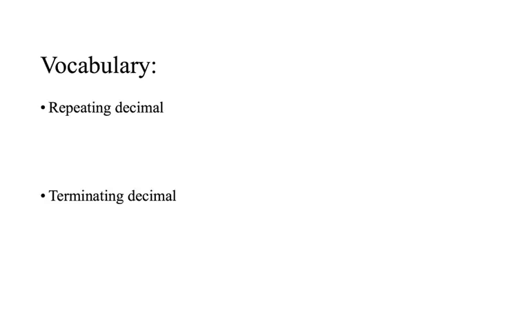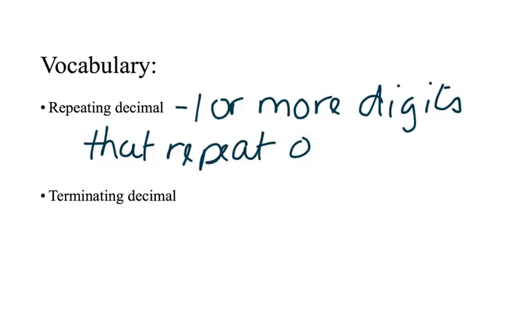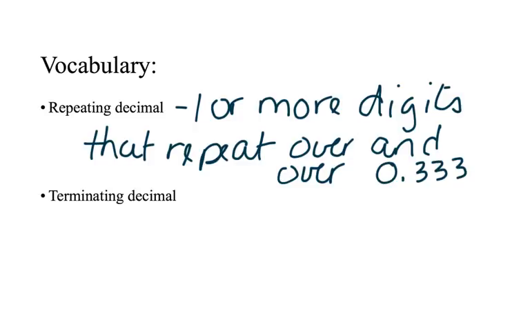A repeating decimal is when you have one or more digits that repeat over and over. For instance, 0.333, and you denote this by putting a line over the top, okay? That tells me that it's repeating.